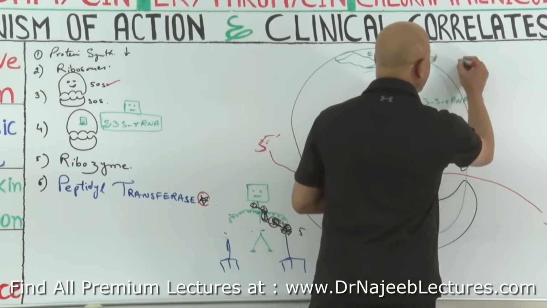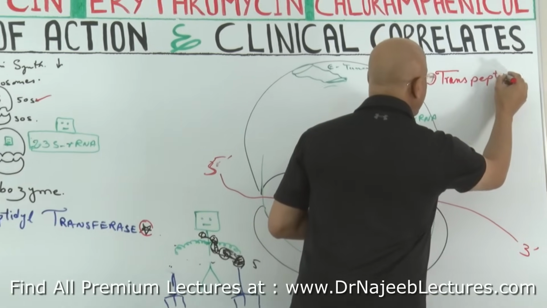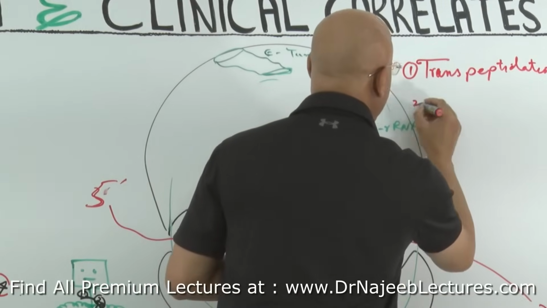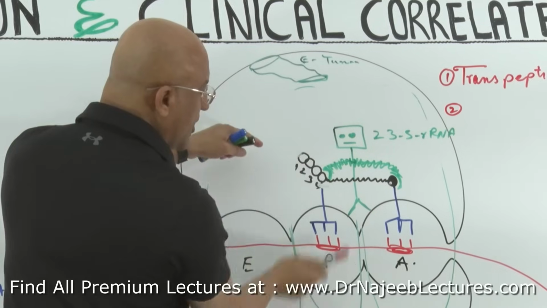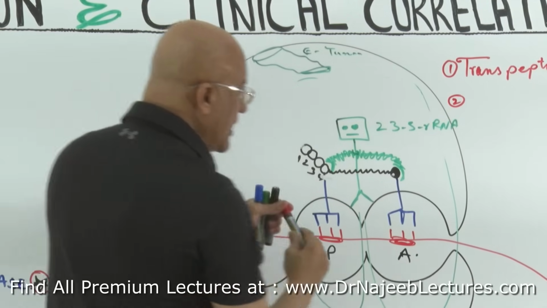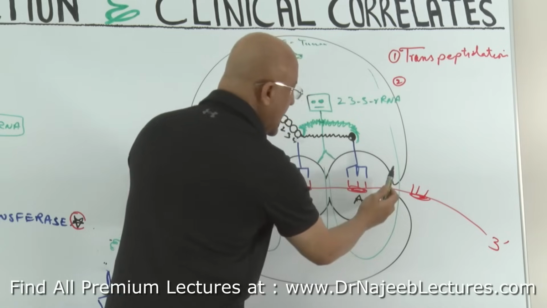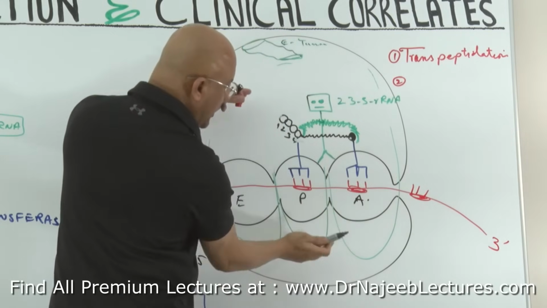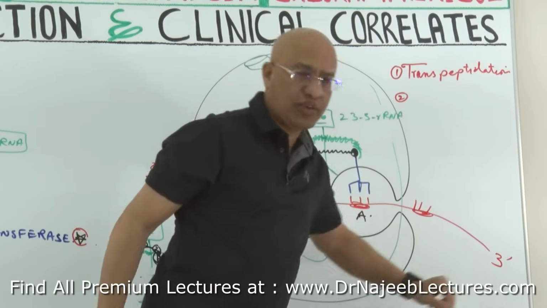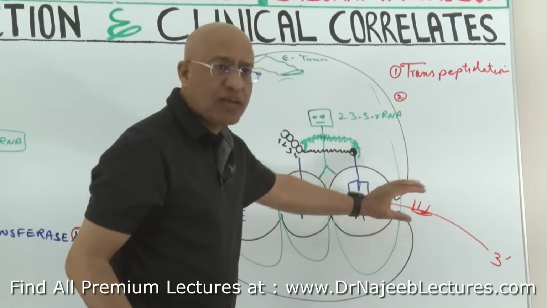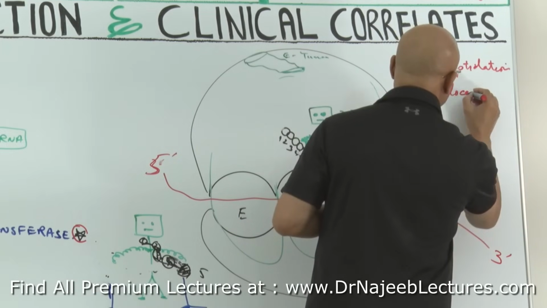Number 1, this process is called transpeptidation. What is it called? Transpeptidation. Once transpeptidation has been done, after that, this complex, what is this? Ribosomal unit 30S and 50S, they will move one step towards the 3' end, this whole complex of ribosome will move one codon down the messenger RNA towards its 3' end. And this movement is called translocation.